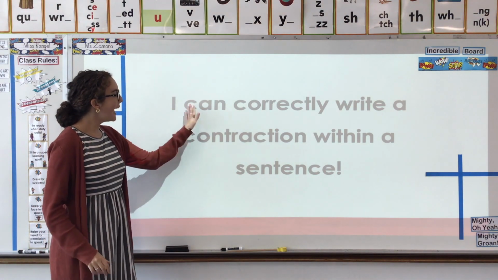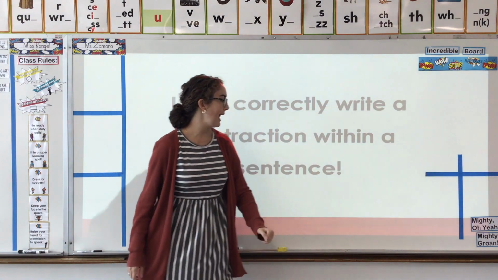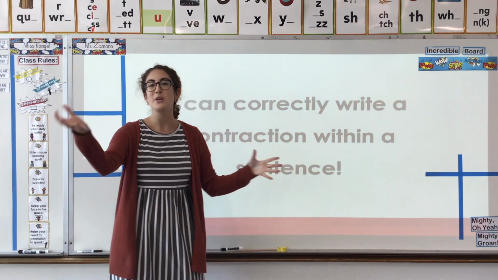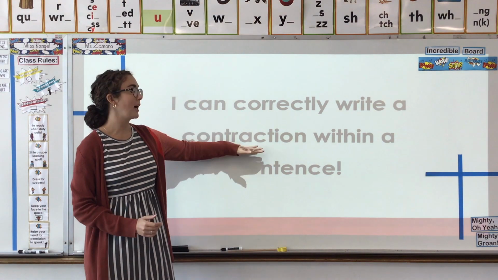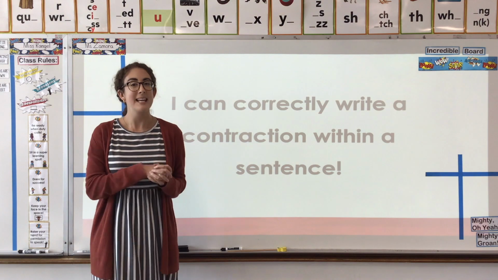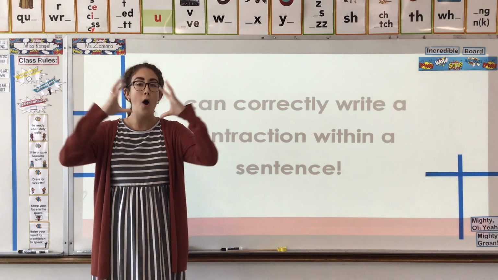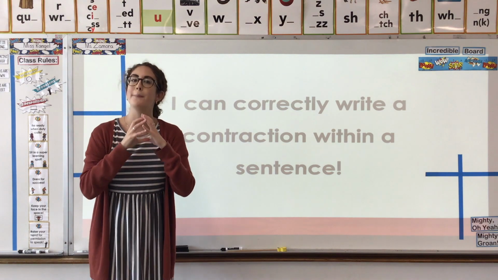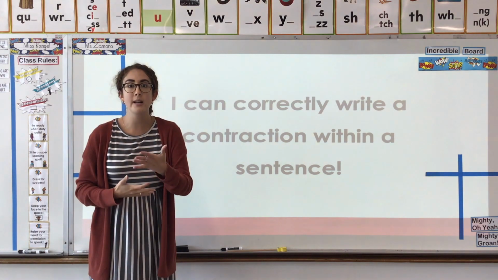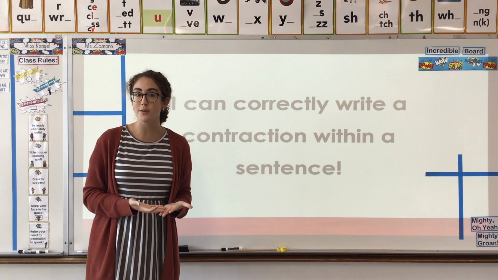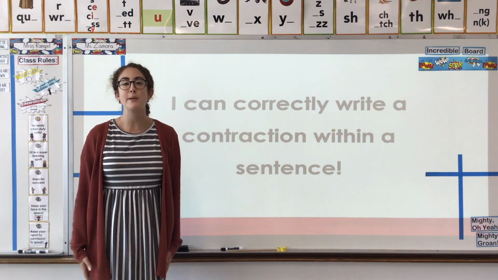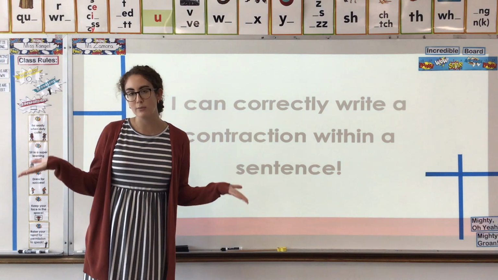It says, I can correctly write a contraction within a sentence. So we know yesterday we were working with contractions, which was the second use of apostrophes. Yesterday we were just working with contractions on their own, in isolation. But today we're going to put them in a sentence and practice writing them like we would in our personal narratives or our journals. So today, we get to take a contraction and put it in an entire sentence to practice using it just like we would in writing.